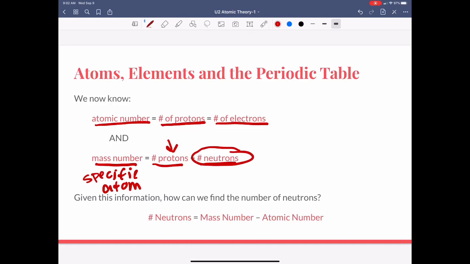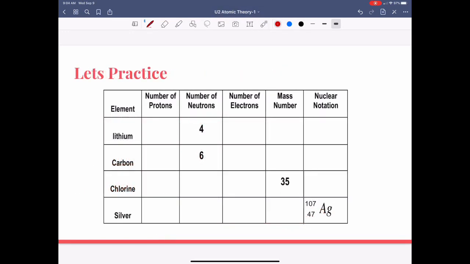All right? As I said in the last slide, number of neutrons or mass will always be given. So we can rearrange it algebraically if I'm given the mass number and subtract our atomic number, our number of protons, and find our neutrons as a result. All right, the one consistency in this all is our atomic number.